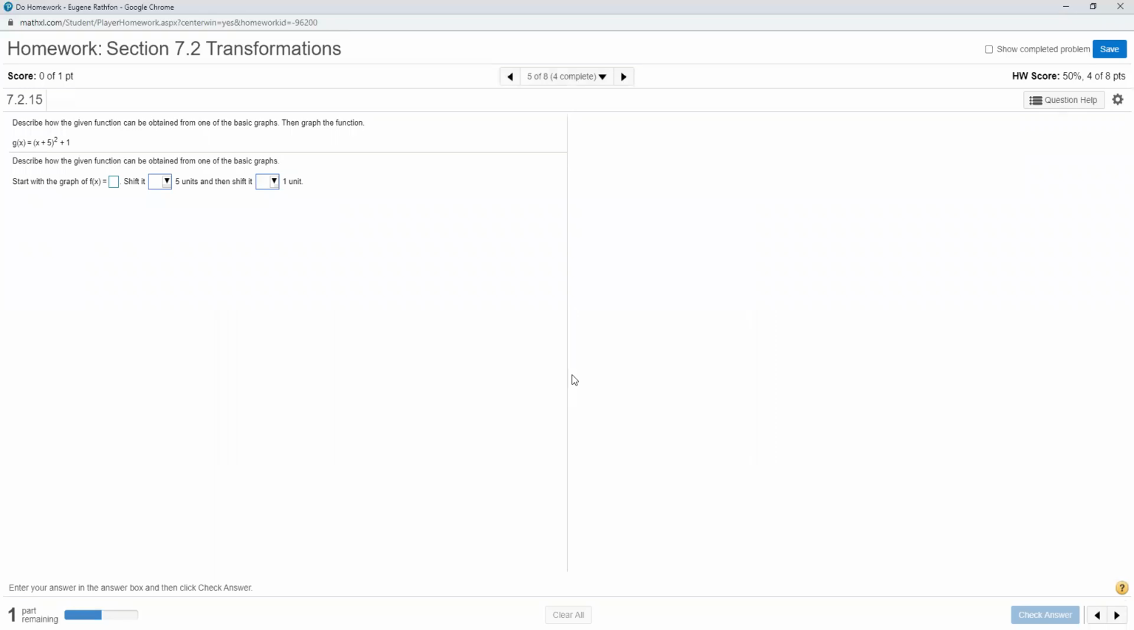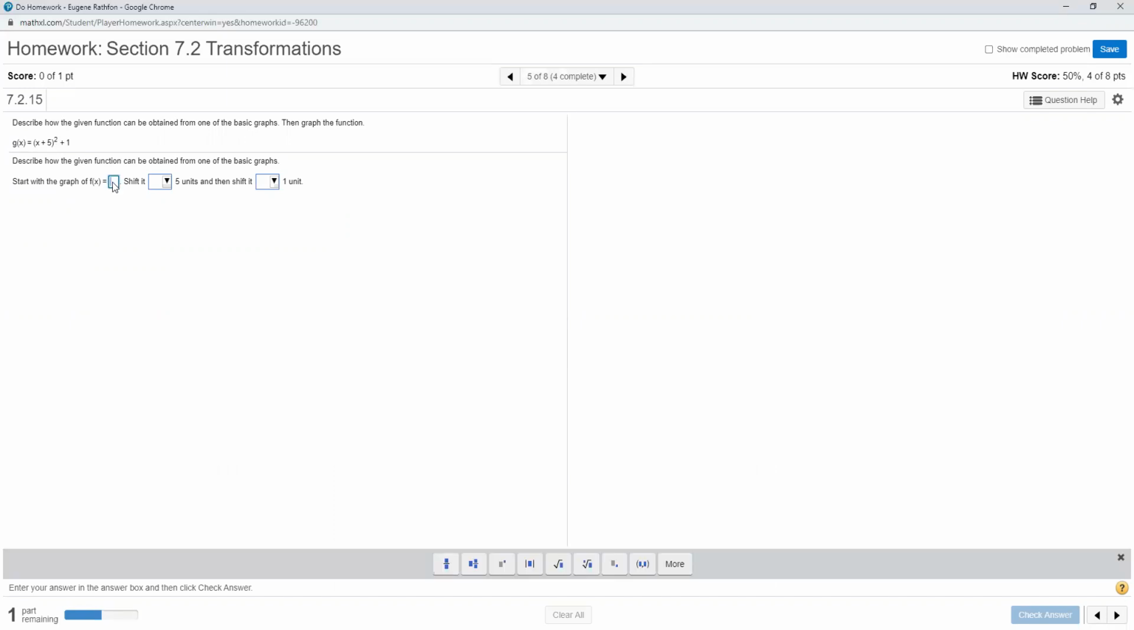All right, so now this one has sort of like a little boxes they want me to fill in. So let's see. X plus 5 squared plus 1, since I got an exponent of 2 in here, this would actually start with my x to the second. It's my squared graph. Let's see what this one says. Shift it blank 5 units. So the 5 is in here with the x inside the parentheses.